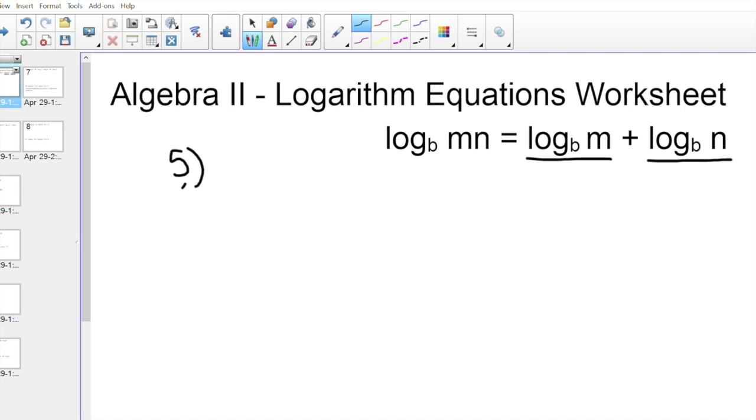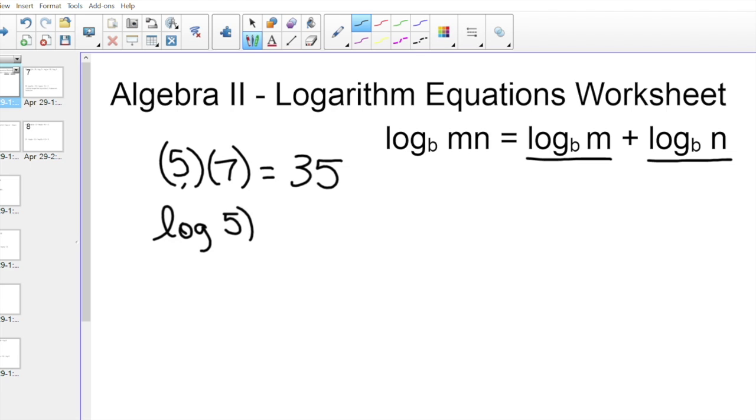5 times 7 equals, now everybody knows that answer is 35. I'm not going to use logarithms to solve for that to give you 35. But what I'm trying to show you is if you're multiplying 5 times 7, then you would take the log of both sides. And naturally, most times you don't know the answer, but for our purposes, we're going to leave the answer.